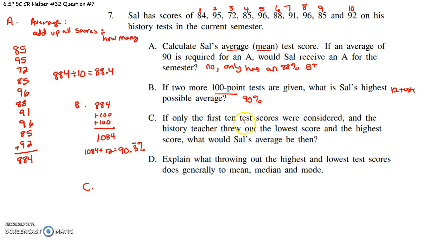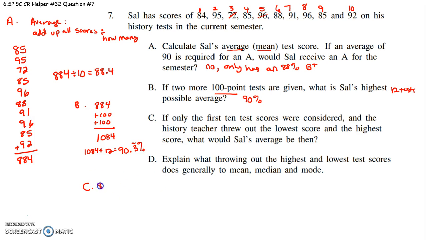If only the first 10 tests were considered, okay, so you didn't take these extra 200 points worth of tests. So we're back to the 884. And the history teacher threw out the lowest and highest score. So threw out, what was his lowest score? 72. And what was his highest score? 96. All right, threw out a 72, threw out a 96.